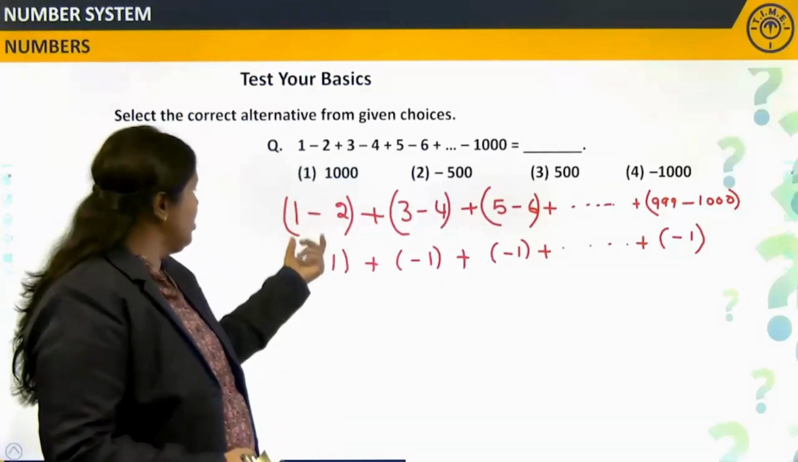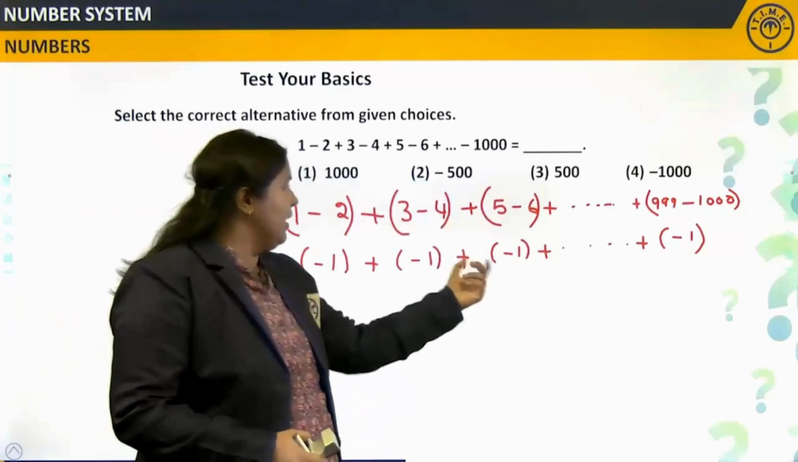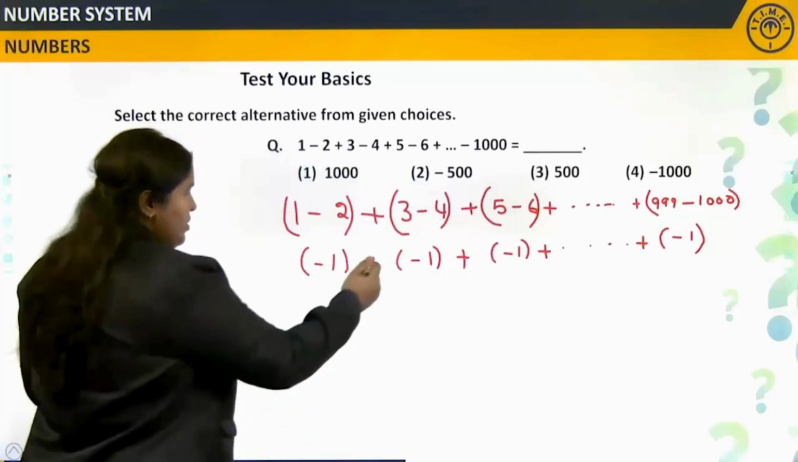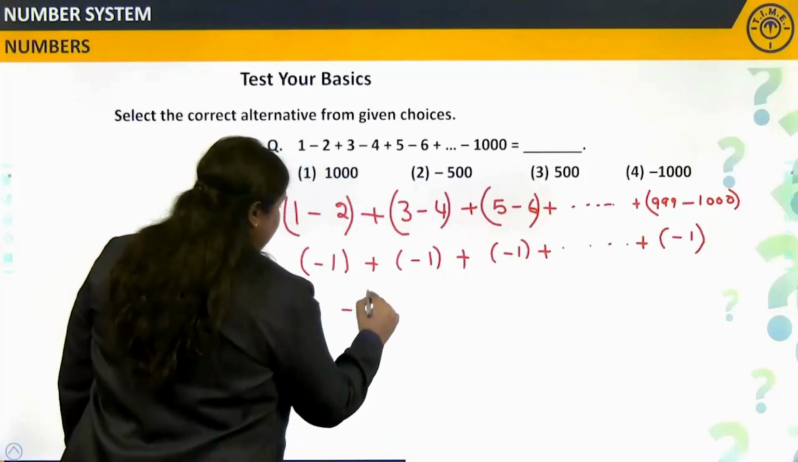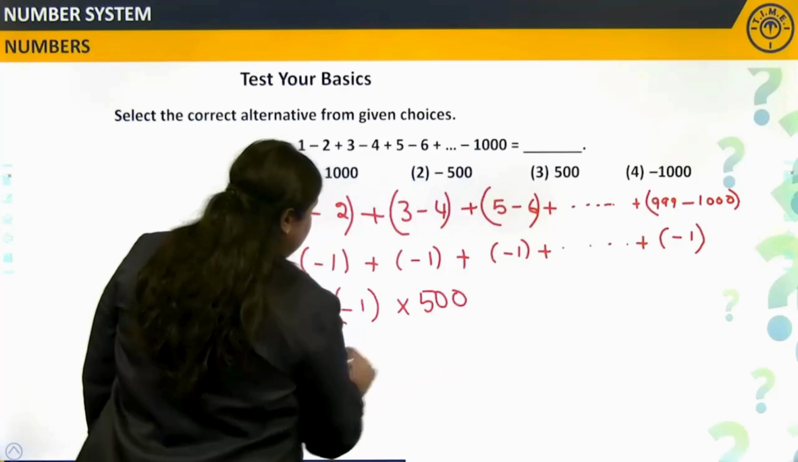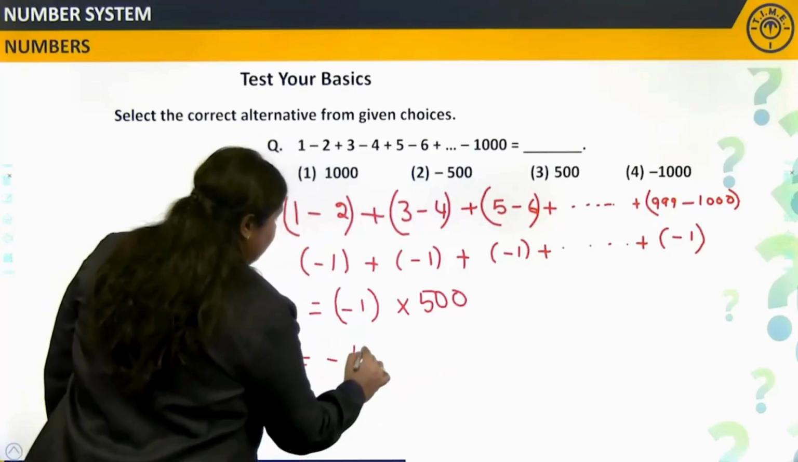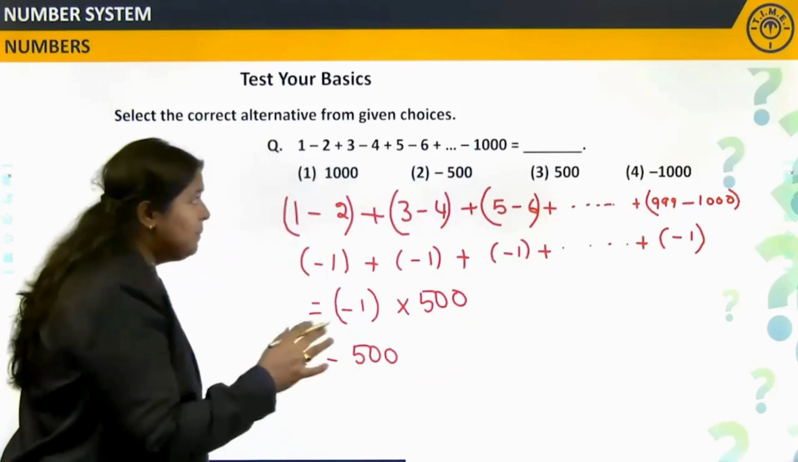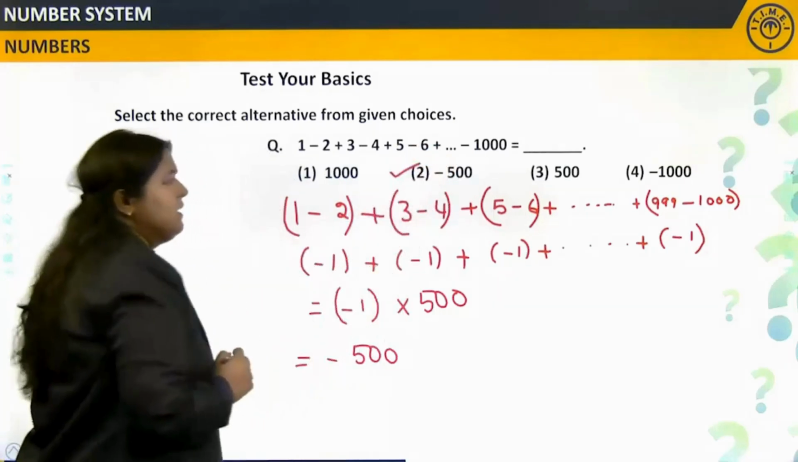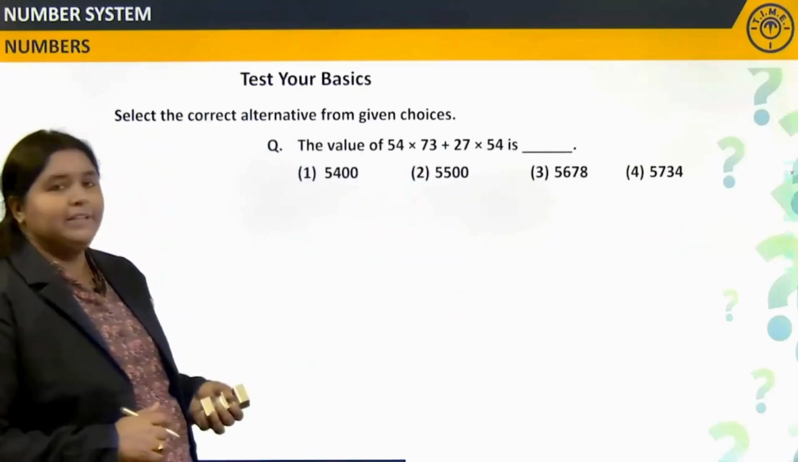So, from each pair, we are getting minus 1, right? So, how many minus 1 will be there? 500 will be there. So, this is nothing but minus 1 into 500. What is minus 1 into 500? Minus 500. Is it present among the choices? Yes. Choice 2 is the correct answer. Look at the next question.